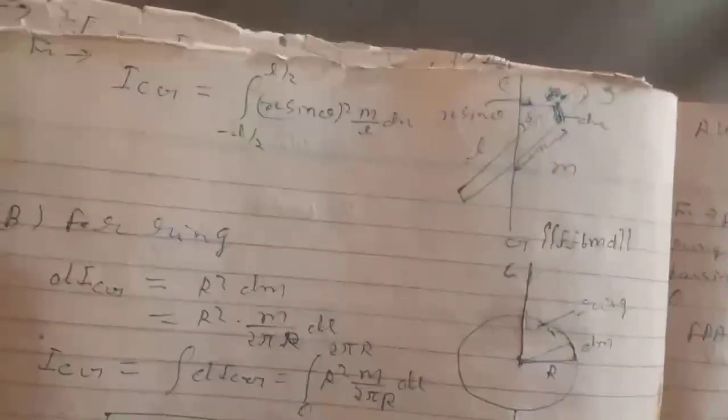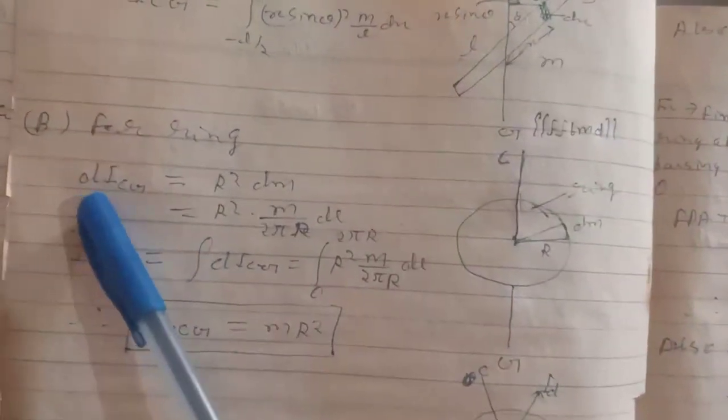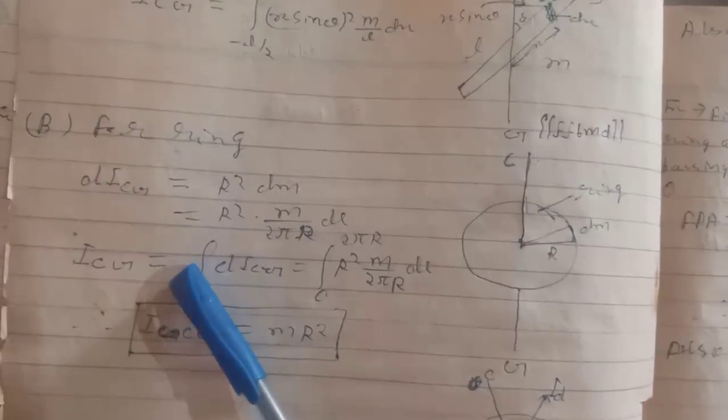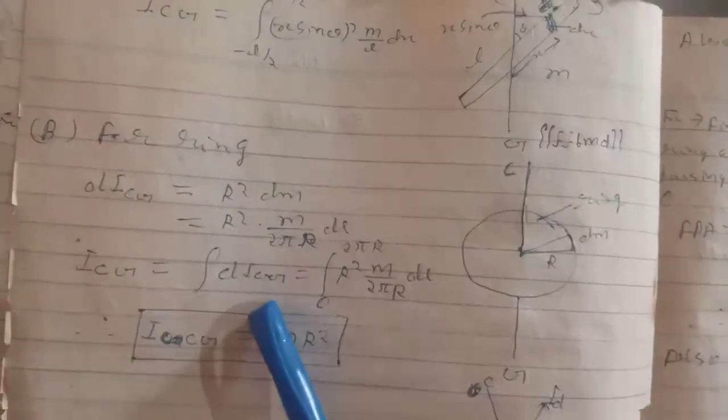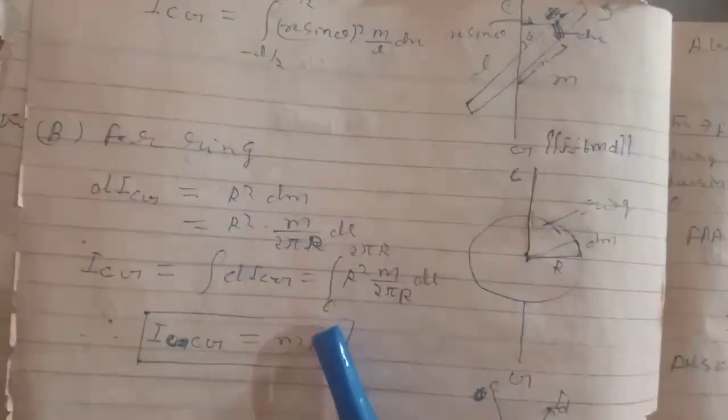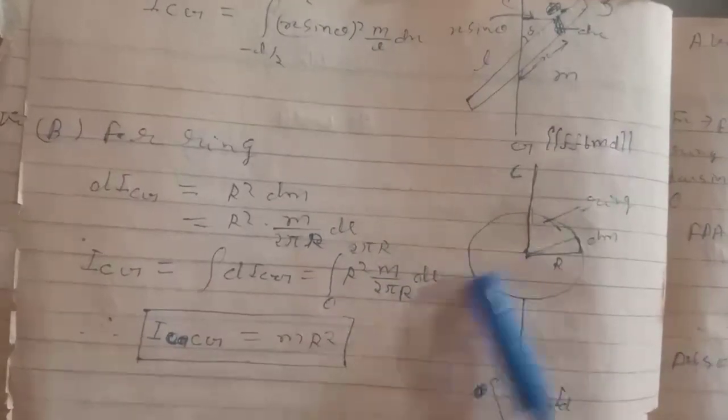Example, ICM equals integration from minus L by 2 to L by 2 of (x sin theta) whole square, because this is theta, so this length will be x sin theta, m by L into dx. For a ring, dIg equals r square dm equals r square into m by 2 pi r into dl. So Ig equals integration of dIg, 0 to 2 pi, r square into m by 2 pi r into dl, or Icg equals mr square.